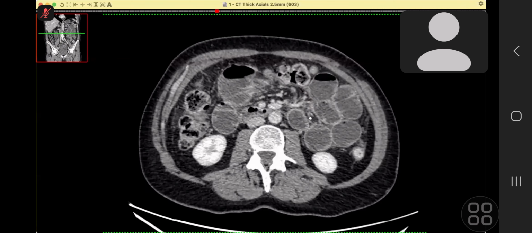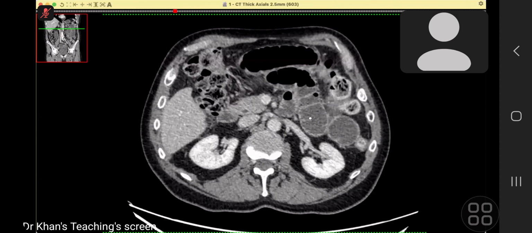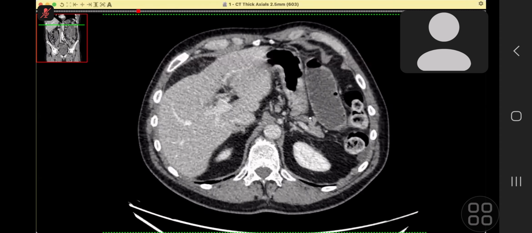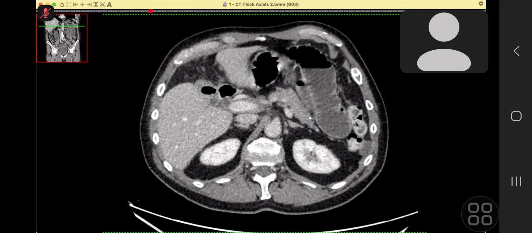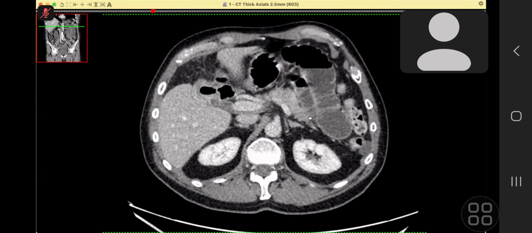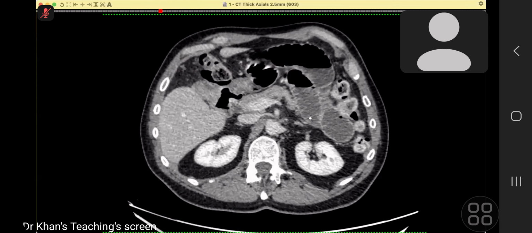I want also to check if there is any evidence of dilatation of the biliary duct or gas within the gallbladder. I can see that there is gas seen within the gallbladder, and I can see that there is a fistulous tract seen within the small bowel.